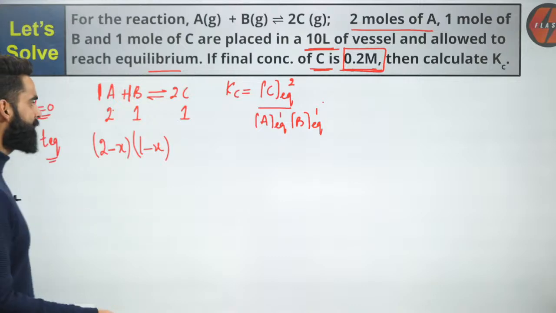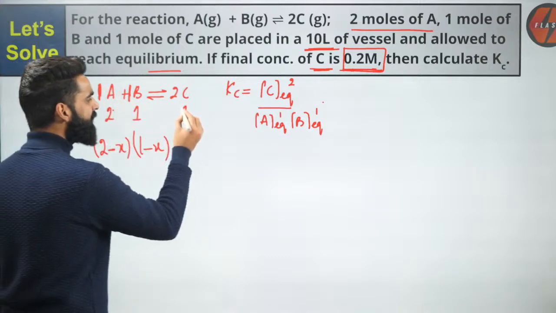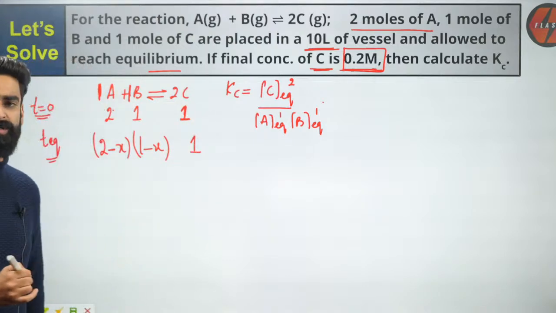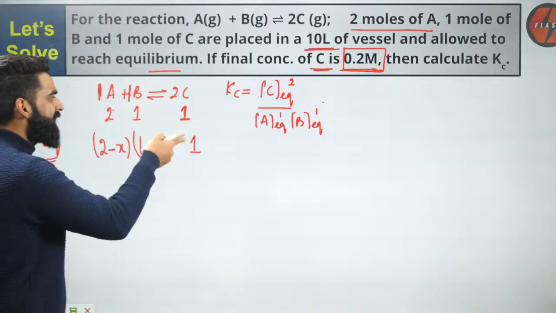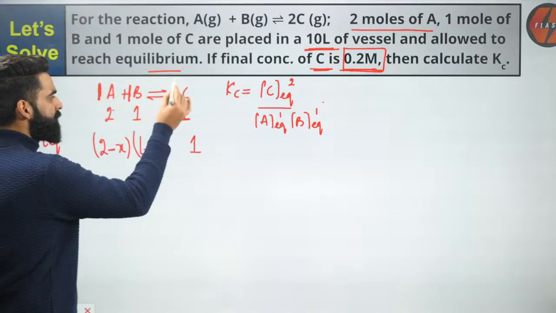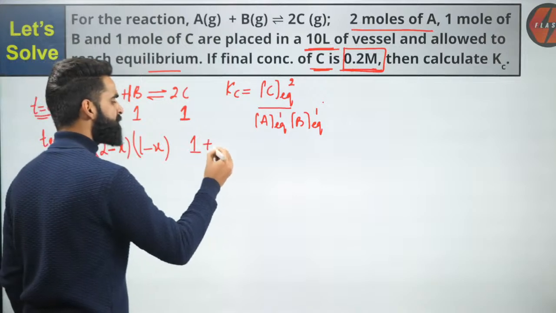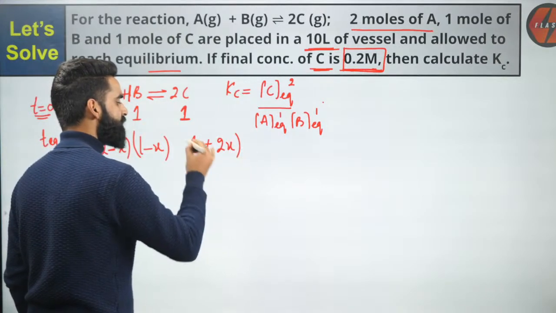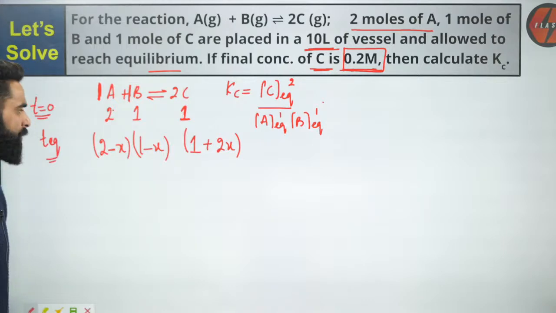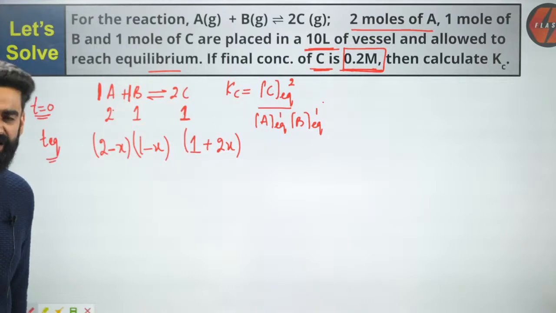Now at the same time, already at time t is equal to 0, I had 1 mole of C. Now from this reaction, some amount of C will still get formed. 1 mole is giving 2 moles, so X moles will give 2X moles. So it is going to be 1 plus 2X moles of C at equilibrium. I got the moles of all the components at equilibrium.